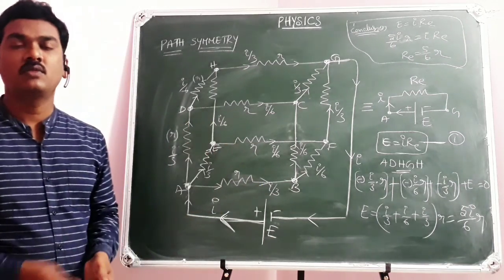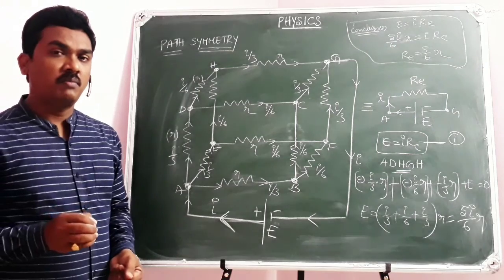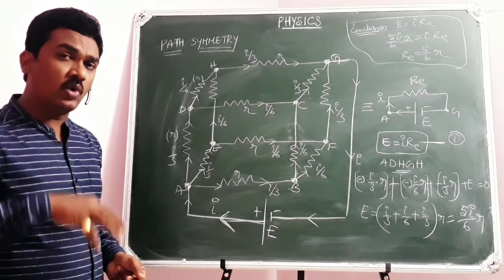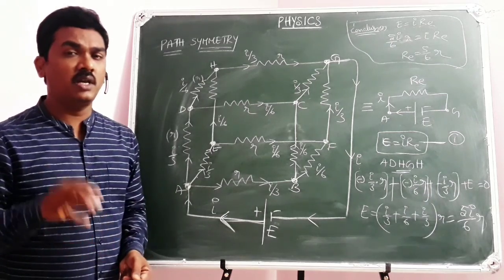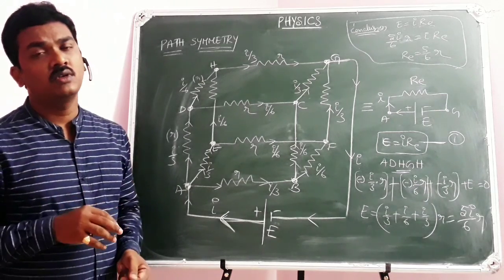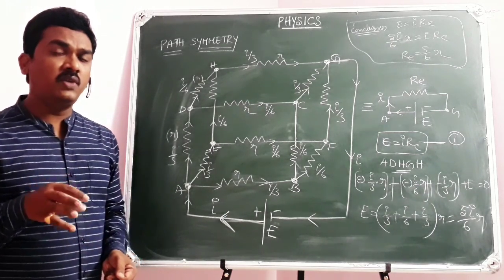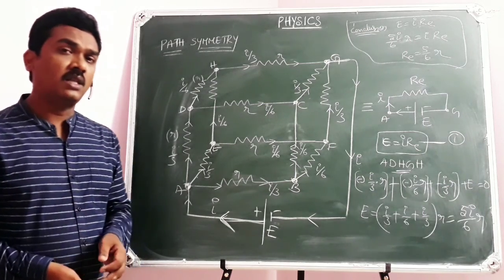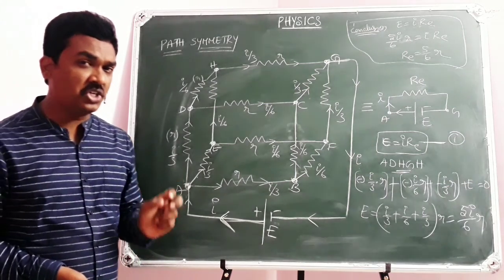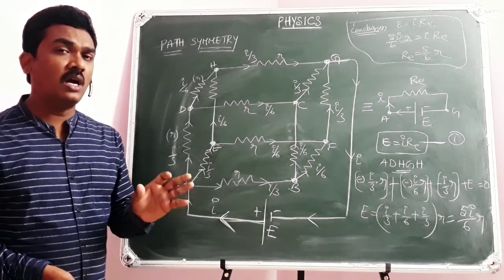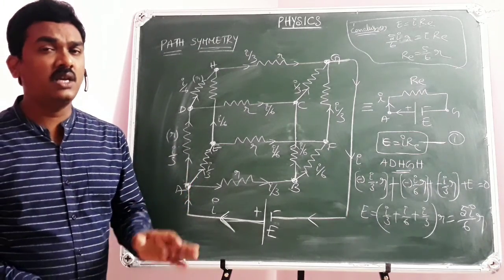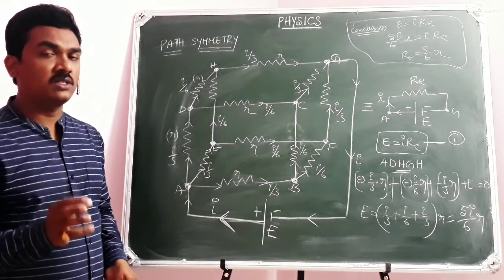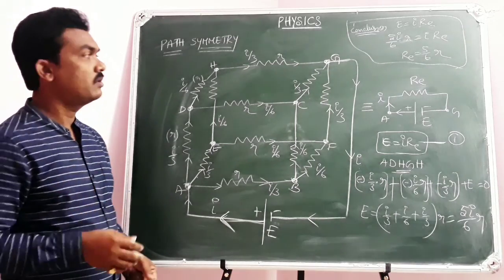So I repeat, what is path symmetry? If we are moving from one junction to another junction in a closed electric circuit and find different identical paths, then the current will be divided at the junction along all the identical paths equally. This is what you need to state as the concept of path symmetry. Please note that.